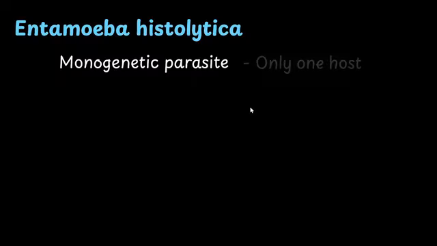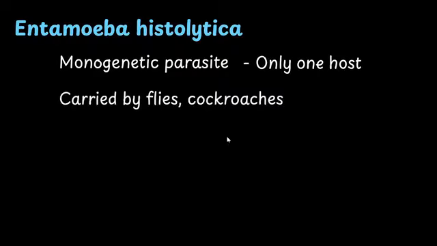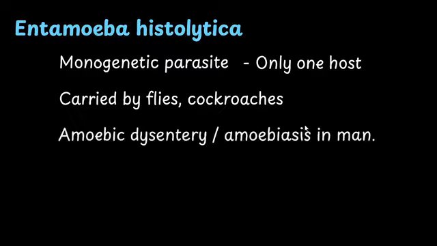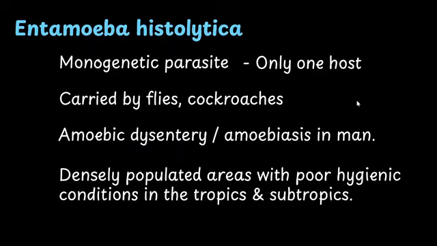histolytica. This is a monogenetic parasite, which means it is going to infest only one host. It is carried by mechanical vectors like flies and cockroaches. It causes amoebic dysentery or amoebiasis in man. It's usually seen in the tropics and the subtropical regions and prevalent in densely populated areas where the hygiene conditions are poor. Entamoeba has three structures.